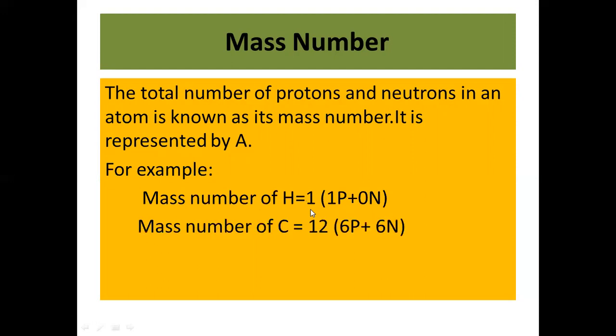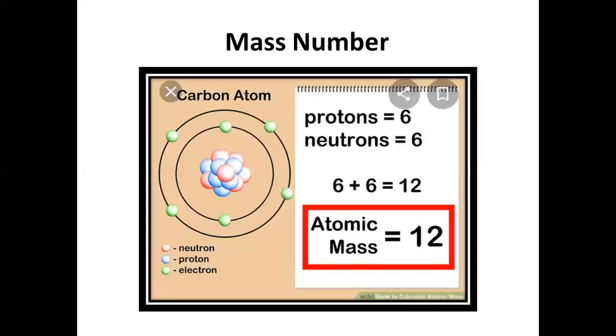Mass number is also called atomic mass. Atomic mass or mass number of carbon is 12 because it has 6 protons and 6 neutrons in its nucleus. Mass number of helium is 4. It has 2 protons and 2 neutrons. Mass number of carbon is 12 because carbon has 6 protons and 6 neutrons in its nucleus.